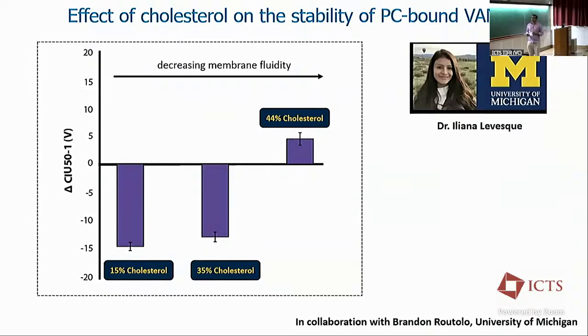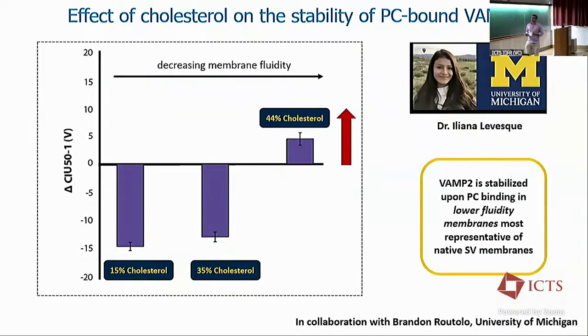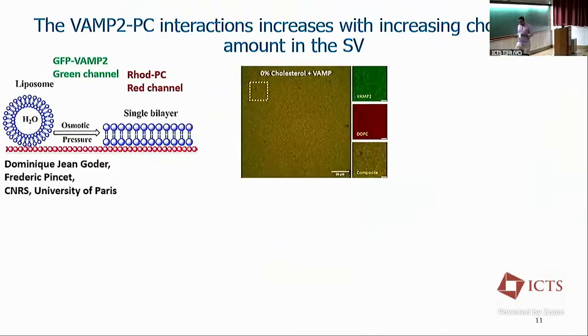And as you can see, the thermodynamic stability of the PC-bound VAMP2 is indeed dependent on cholesterol, with 44% cholesterol giving the highest stability. And if you look at the lipid composition of the synaptic vesicle, 44 mole% is the native synaptic vesicle cholesterol amount. So it tells us that when the PC-bound VAMP2 is present in a high amount of cholesterol, it imparts thermodynamic stability. So now these are all fine. We have an idea that there is a tripartite complex formation going on.